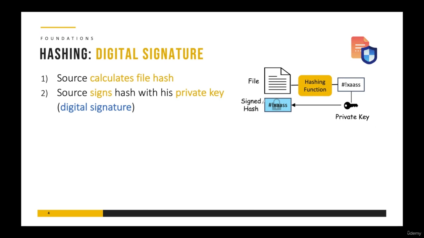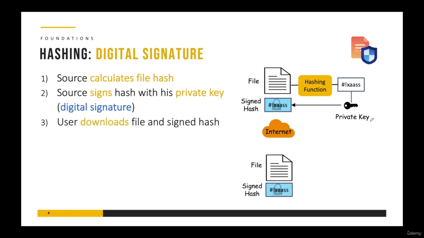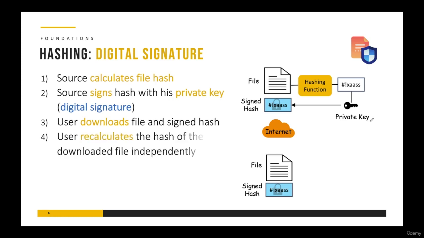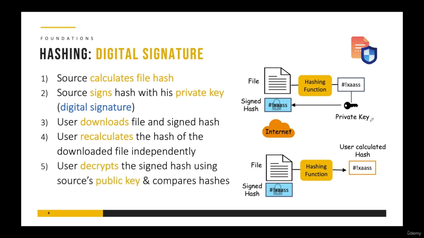Now please note that this hash is not visible as plain text. It has been encrypted or signed with the private key of the user. And we call it a digital signature because only the source has access to the private key and nobody else in the world can encrypt the data using the source's private key. Now the user downloads the file as well as the signed hash, and recalculates the hash of the downloaded file independently. The user also has access to the public key of the source, and decrypts the signed hash using the public key.